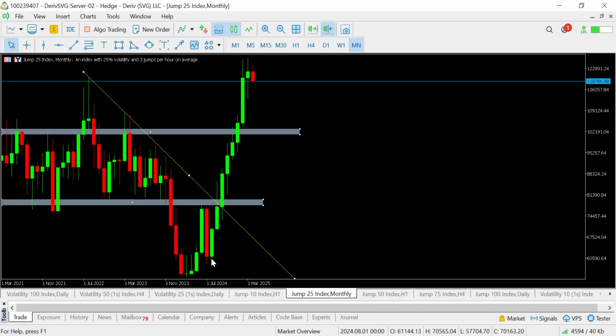Now, all I'm trying to say is that currently Jump 25 index is in a strong bullish trend. You can look at all these candles: 1, 2, 3, 4, 5, 6, 7, 8, 9 months, or 8 months as the case may be, because we just entered the new month. For the past 8 months, Jump 25 index has been in a strong uptrend. So we've gotten our direction from the monthly time frame.